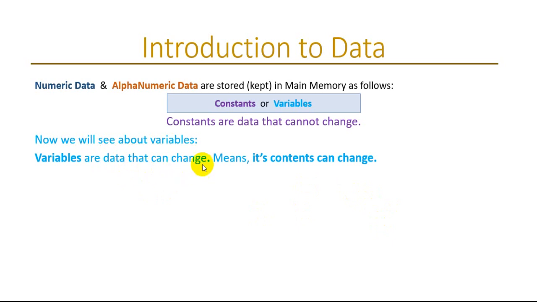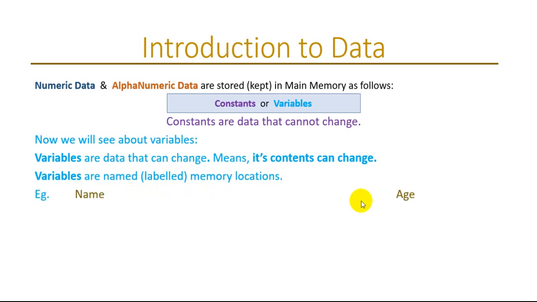Variables are data that can change. Unlike constants, if you take 5, 5 is always 5, it won't change, and therefore it is a constant. If you take the name Ahmad, Ahmad is always Ahmad, and therefore that is also a constant. But variables can change. We are talking about the contents. As we go through, you will understand this more. Variables are named, meaning labeled, memory locations.